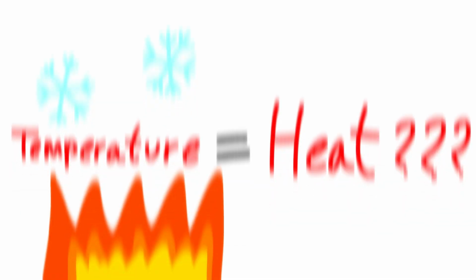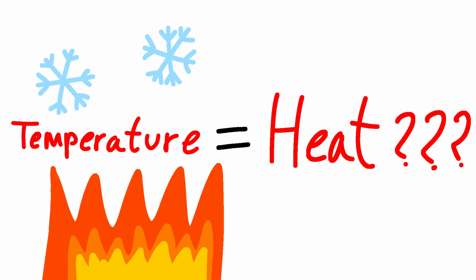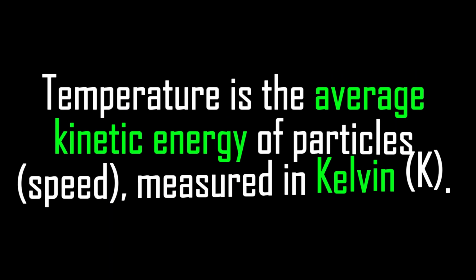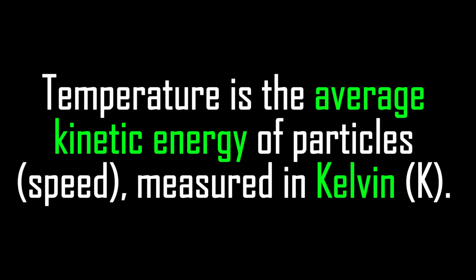So, we know about heat transfer, but what's the difference between heat and temperature? We usually think of temperature as the same thing as heat, meaning how hot or cold something is. However, there's a key difference. Temperature is the average kinetic energy of particles, so it measures how fast particles are moving. In chemistry, we usually measure temperature in Kelvin, or K.